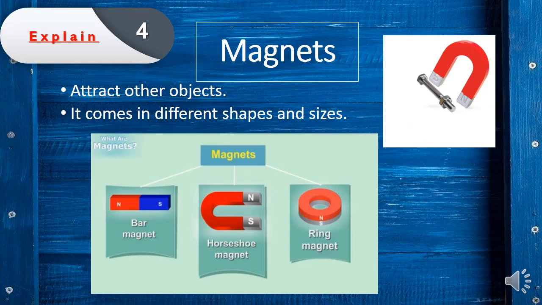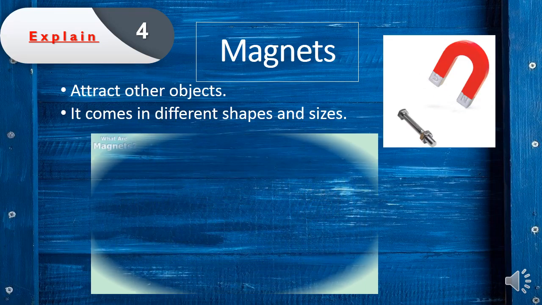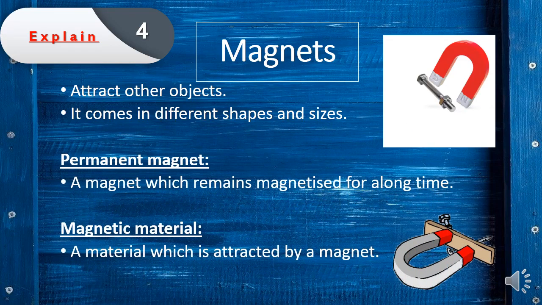Now explain. We're gonna explain some points about magnets. The first one, it attracts other objects, like this screwdriver is attracted by the magnet. Now the magnets come in different shapes and sizes. As we can see here, we have bar magnet, horseshoe magnet, and ring magnet. These have different shapes and sizes, but they all attract other objects, as we will see after a while.